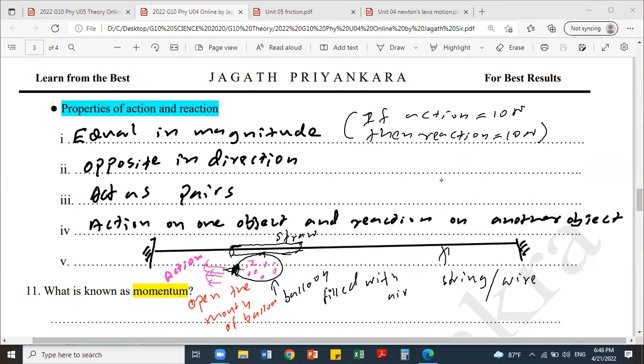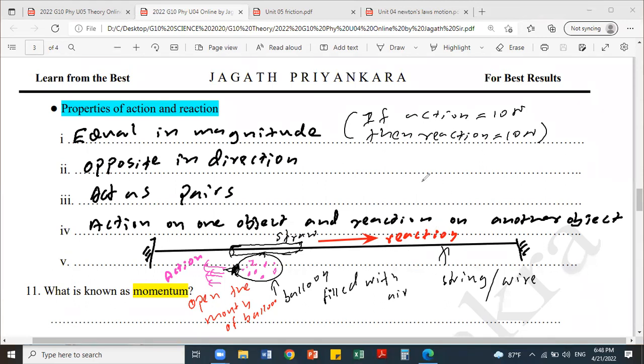So the reaction will be what? Reaction, you have to mark in this direction. That means the balloon and the straw are moving in this direction. That is the reaction. So actually the balloon is moving towards the right side due to the reaction.